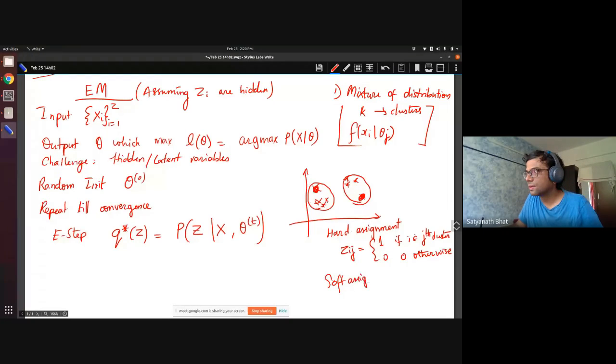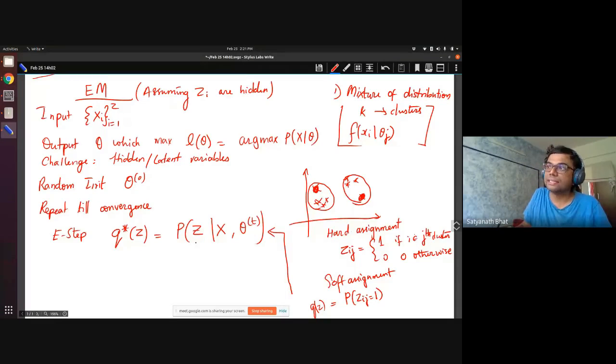Now instead of doing hard assignment, let us do soft assignment. We ask what is the probability that Zij is equal to 1. That is the question being asked, and we call this QZ. It's a distribution on the Zij's. In the E step, we are setting the distribution for Z, which depends upon the previous parameters. So this is the Q star. Whoever asked this question, is it clear to you what's happening here?